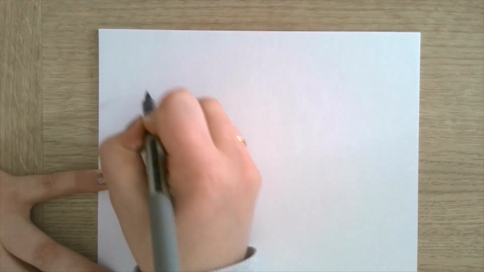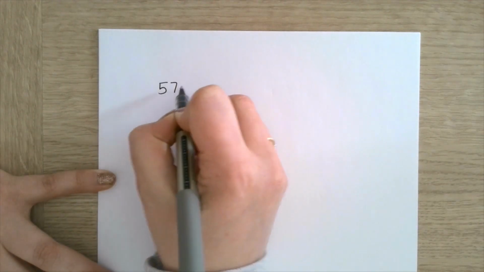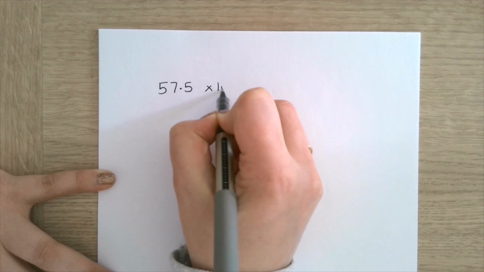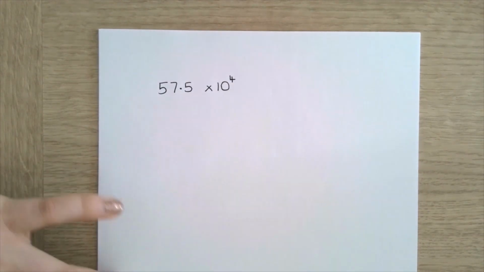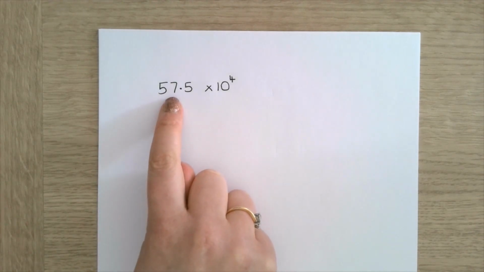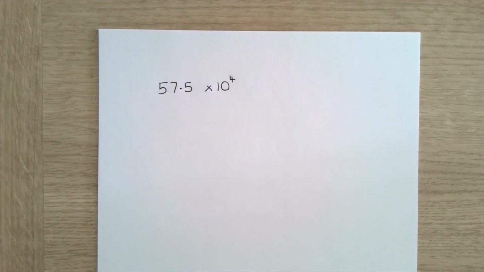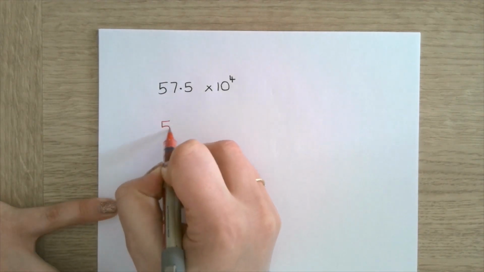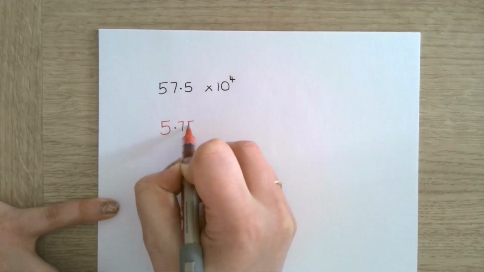However, if I was given something like this, 57.5 times 10 to the power of 4, I hope that you are happy that this is not in standard form, and it's not in standard form because this is 57.5. That's not a number between 1 and 10. So the number I would like to make it is 5.75.